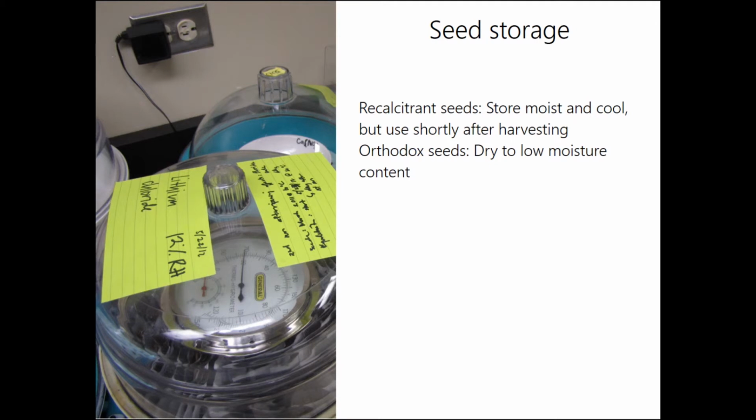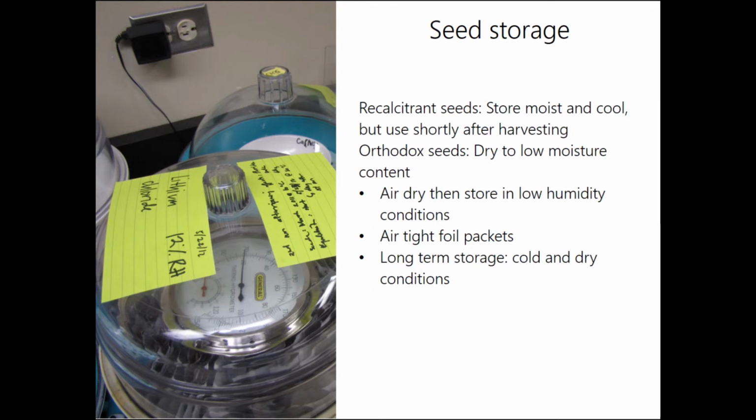Orthodox seeds, dry them to a low moisture content. Air dry and then store in low humidity conditions. You can put them in airtight foil packets. For long-term storage, you want cold and dry conditions for orthodox seeds. Low humidity is key, less than 25%. 20% is ideal for storage at room temperature.